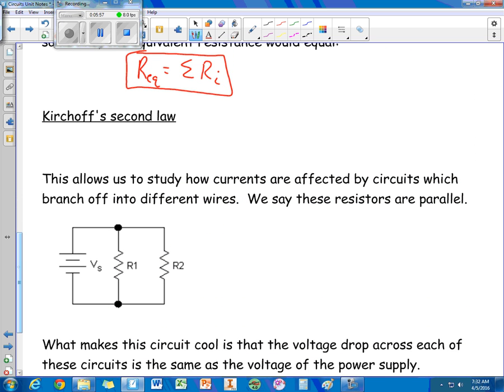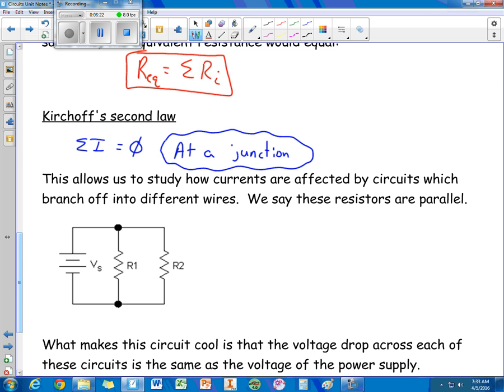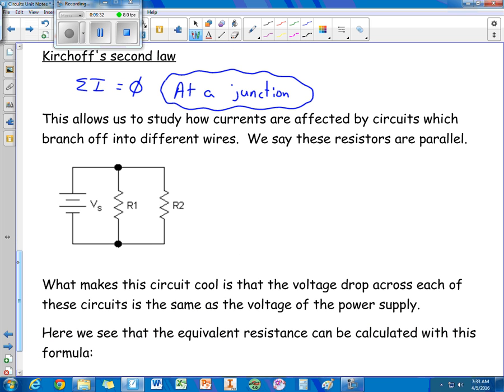The second one states that the sum of all currents at a junction must equal 0. So a junction is where a wire is going to branch off into 2 or more paths. So I can see that with this circuit down here.